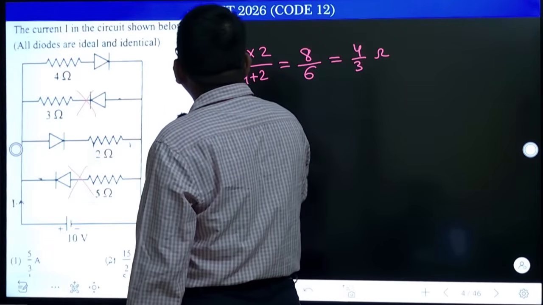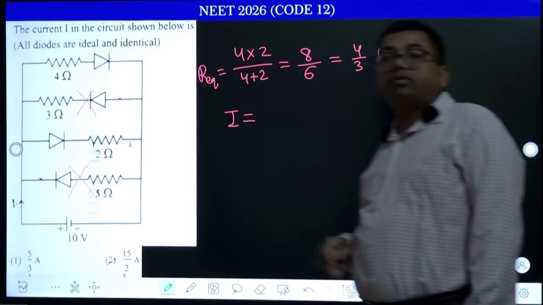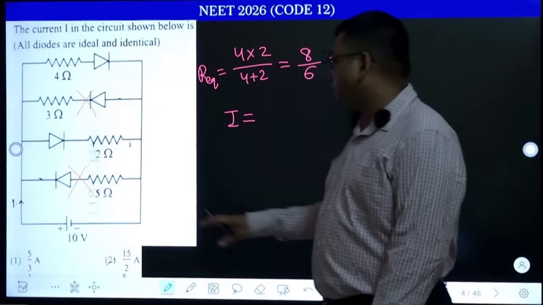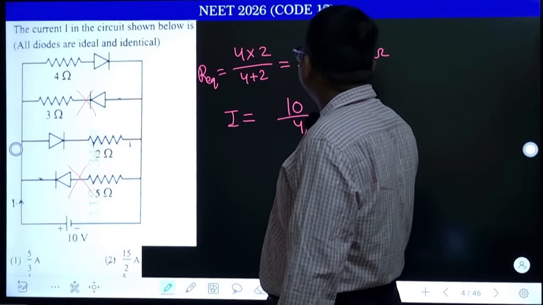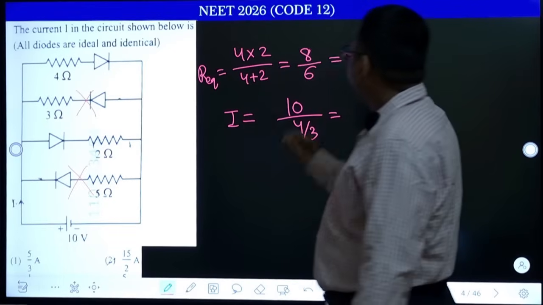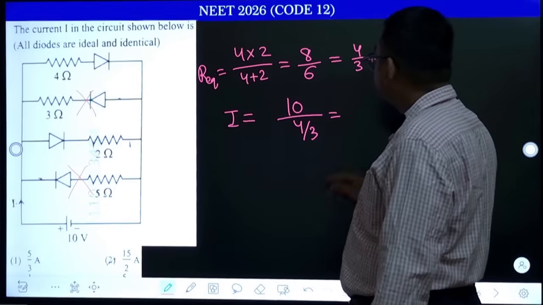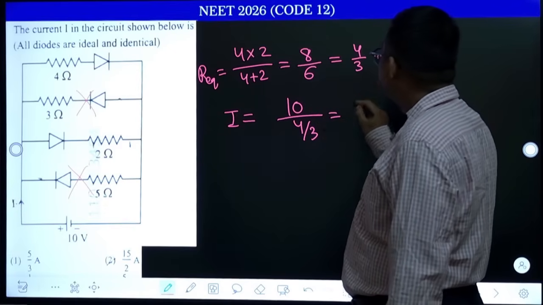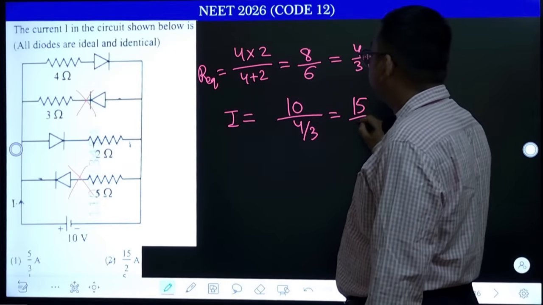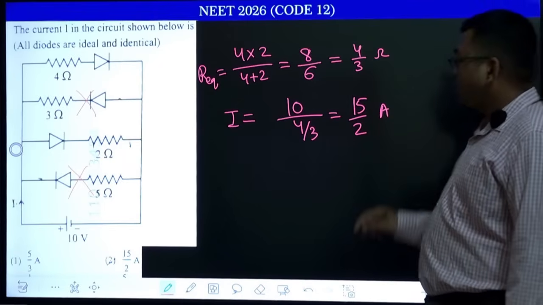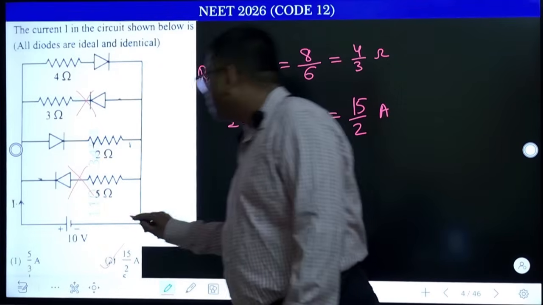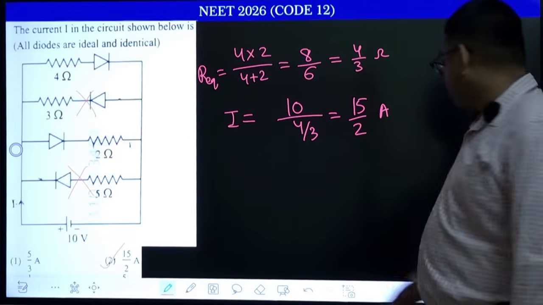So current I will be, now you can calculate current I. I is equal to V by R. So 10 divided by this 4 by 3. Calculate. Here we can cancel out 2. So 5 will come. 5 into 3, 15. 15 by 2 ampere. That's the correct answer, option 2. Right. Let us move to the next question.